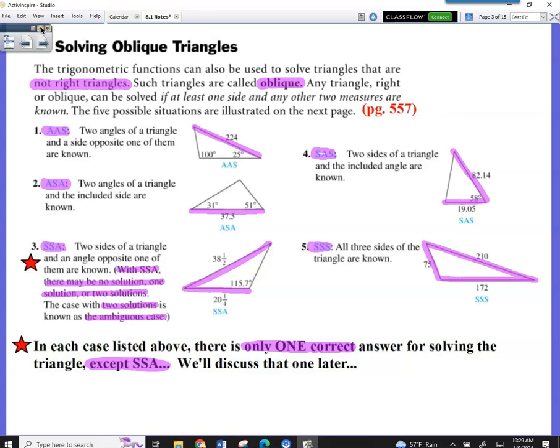Basically think of it as a non-right triangle. You've got angle, angle, side, which means in the picture you're given information on 2 angles and then a side on the outside. You've got angle, side, angle, which means you're given info on 2 angles and the side in between.